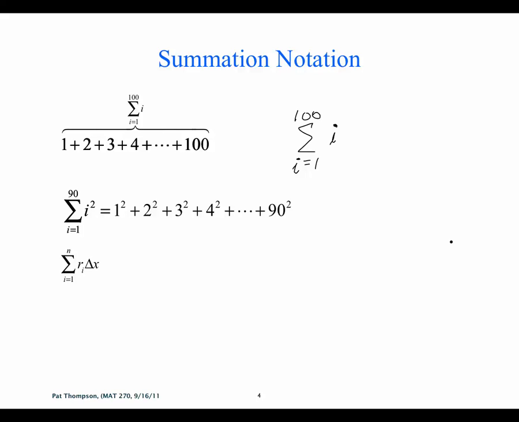Okay, try this. See how this goes. So this is I equals 1 to n. This is an n. R sub I delta x. Okay, try that. What does that mean? So n then is unknown. Could be a different value.